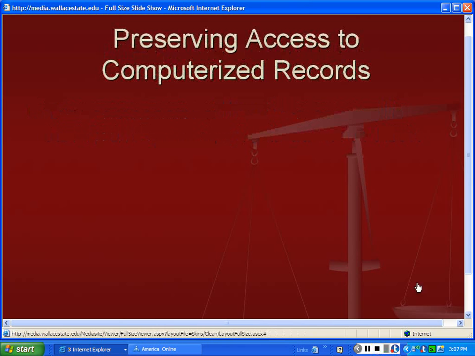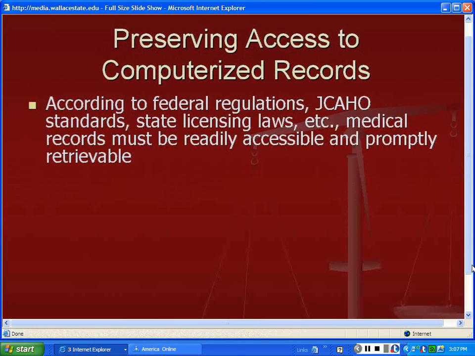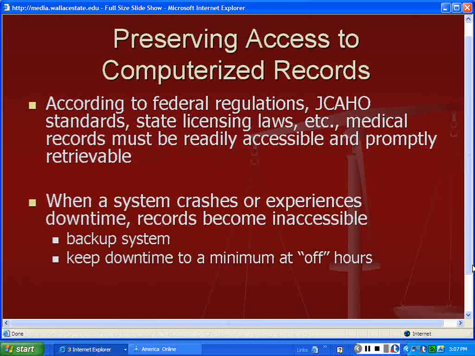Now, preserving access to computerized records. The federal government, Joint Commission, state licensing laws all say that medical records have to be readily accessible and promptly retrievable. And so, what do we do? If a system crashes or experiences downtime, records are not accessible. And so we have to think about that. There has to be computer maintenance a lot of times, but the best way to deal with that is to make sure that downtime is at a minimum at off hours. You know, healthcare is 24 hours a day basically, but there are some hours that aren't as busy as at 7 or 8 o'clock in the morning.